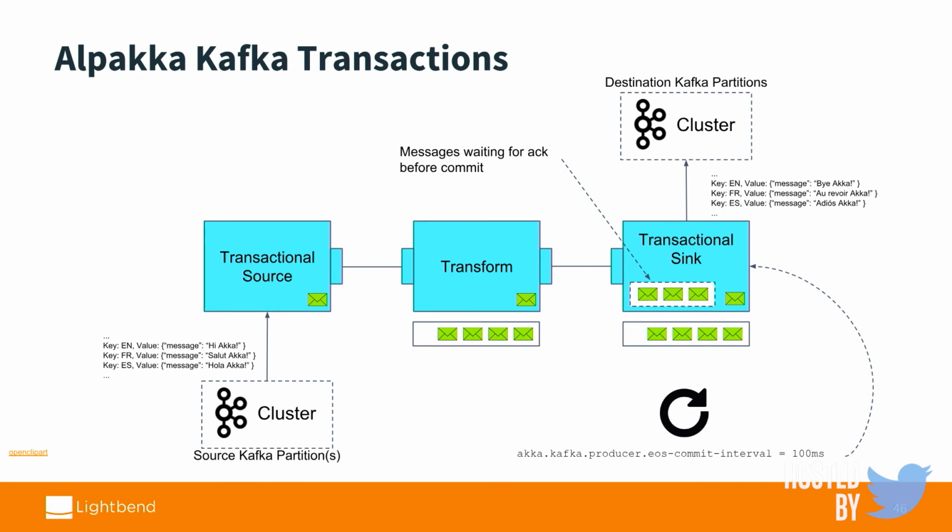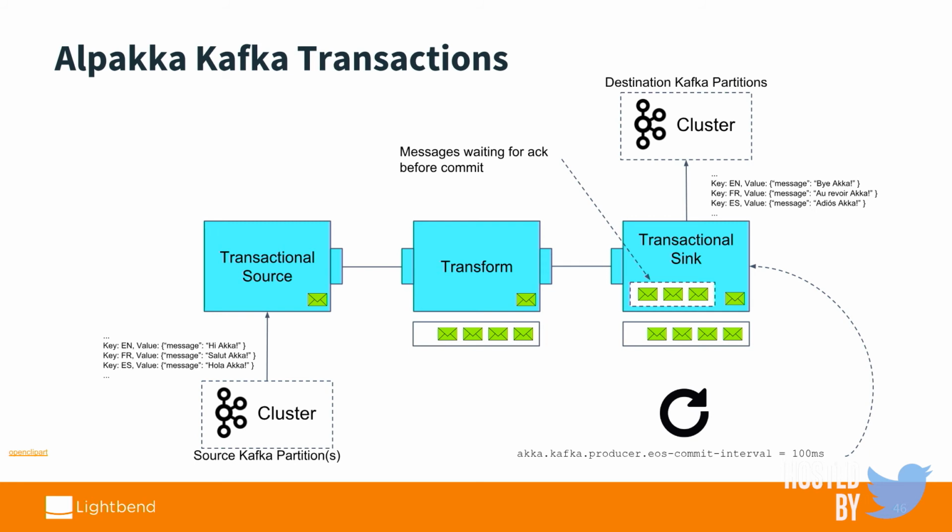So the way this is implemented in Alpakka Kafka is there's a transactional source, which doesn't really do much. It's kind of similar to the committable source. And then all the magic is in the transactional sink. And there's also a transactional flow. And it's basically committing all the messages as part of the transaction every interval. So it's using 100 milliseconds by default.